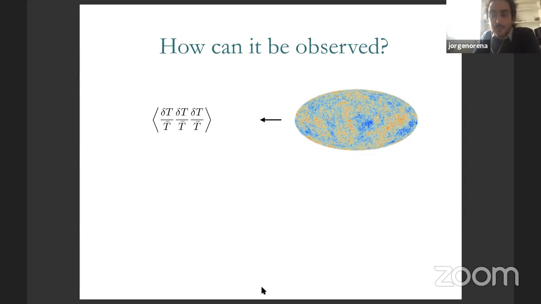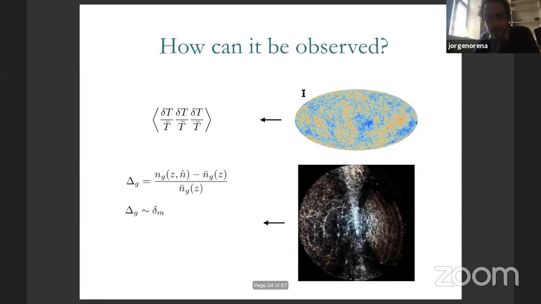Now, how can it be observed? The most direct way of observing it is by looking directly at the 3-point correlation function of temperature fluctuations in the CMB. And this has already been done by Planck. Another way of doing it is by looking at the large-scale structure. This is a picture of the galaxy distribution in the universe as measured by the Sloan Digital Sky Survey. And so we can define a galaxy number overdensity, meaning the number of galaxies in some region minus the average number of galaxies, normalized.